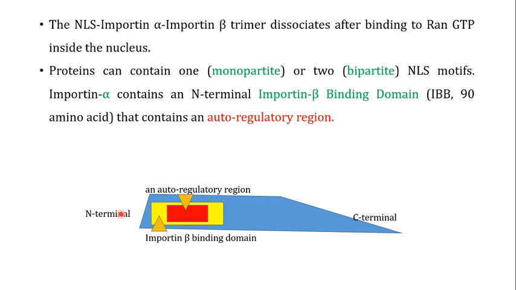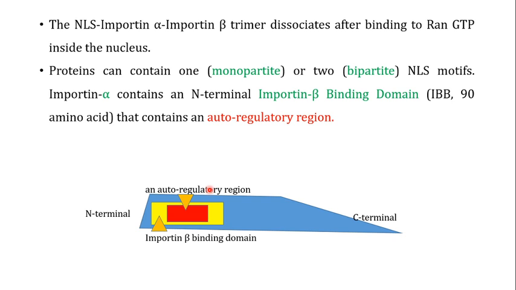So at the N-terminal there is an Importin-β binding domain, and within the Importin-β binding domain there is an autoregulatory region. So this yellow one, this big one, is the Importin-β binding domain, and within this Importin-β binding domain, this small red box is the autoregulatory region.